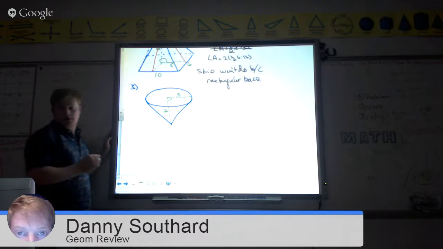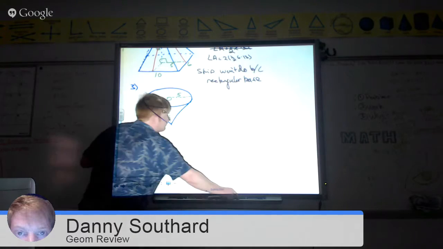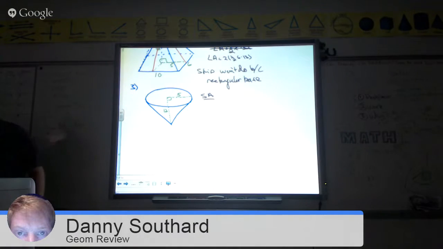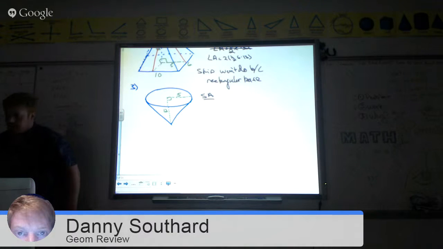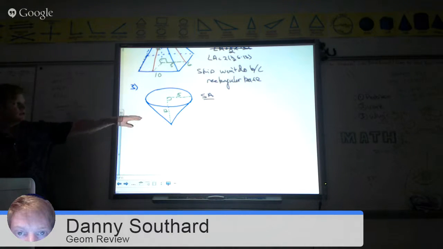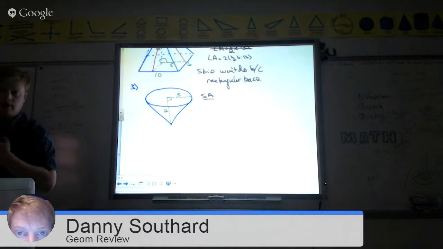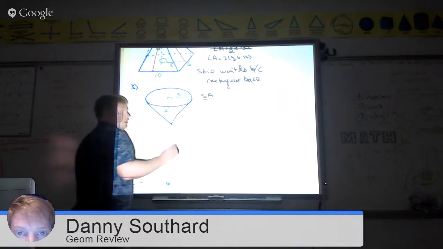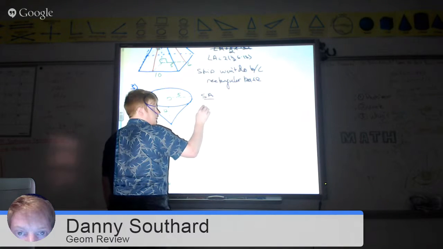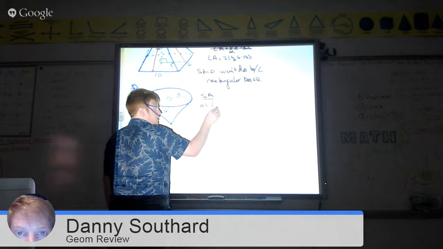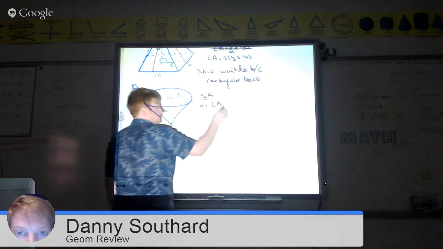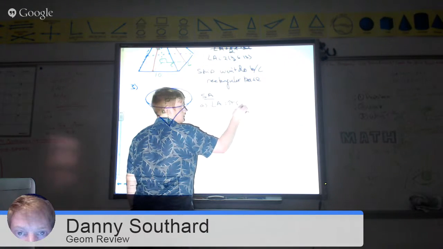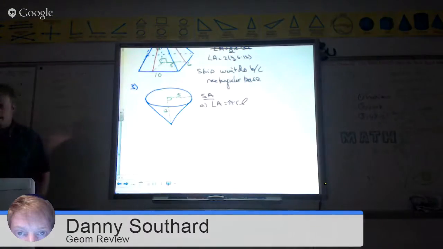Okay. We want to find the surface area. So the surface area of a cone, can everybody find that formula? Pi r squared plus pi r times L. Okay, actually, let's start with just the lateral surface area. That's the L, right? Pi r L. All right, what is that L?